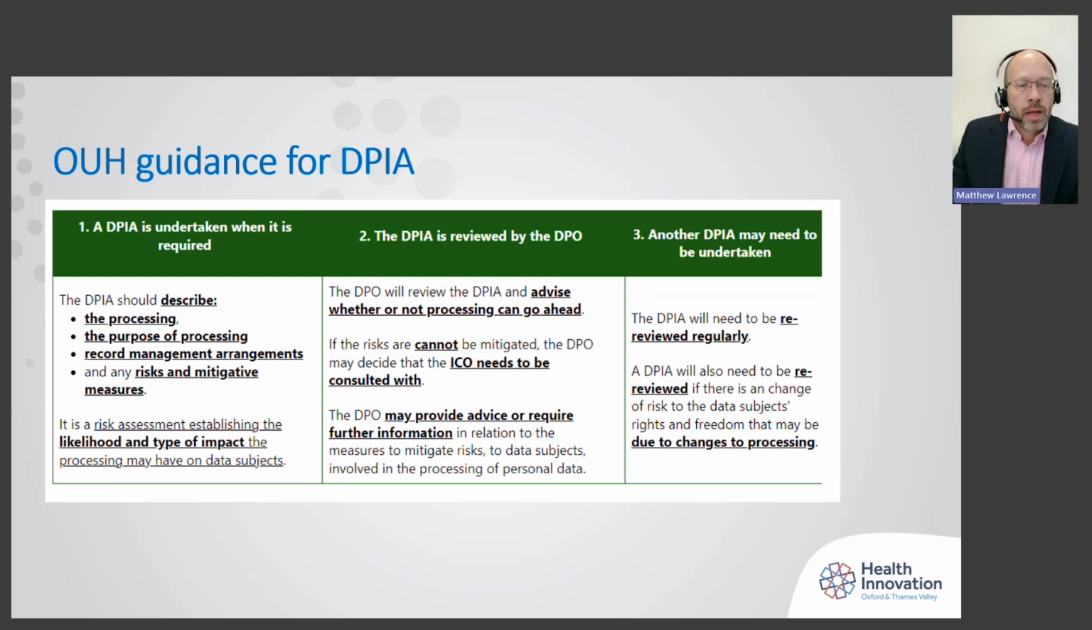Okay, so the OUH guidance, there's just a bit more of this and then we'll move on to the next bits, is around DPIA. So it's undertaken when all the things I just mentioned there. The DPO is the data protection officer. They'll review it and advise whether it can go ahead, and they will decide if the ICO, the Information Commissioner's Office, needs to be consulted with.